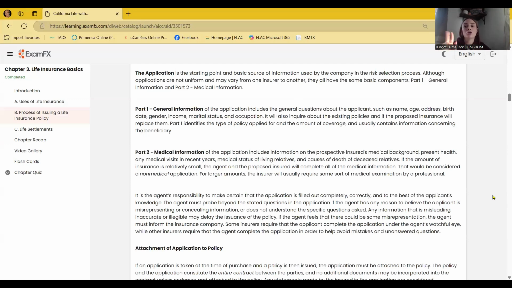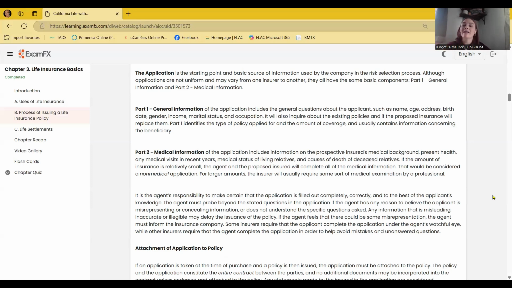So there are two parts to the application. The first part is general information, and it's exactly what it sounds like. It's name, address, right, age, occupation, what's your gender at birth, all of that. So all the basic general information is done in part 1. And these we need to know in the test. So it's just good to know it.